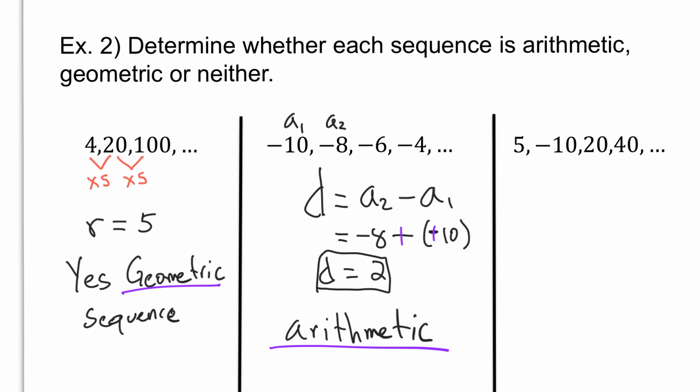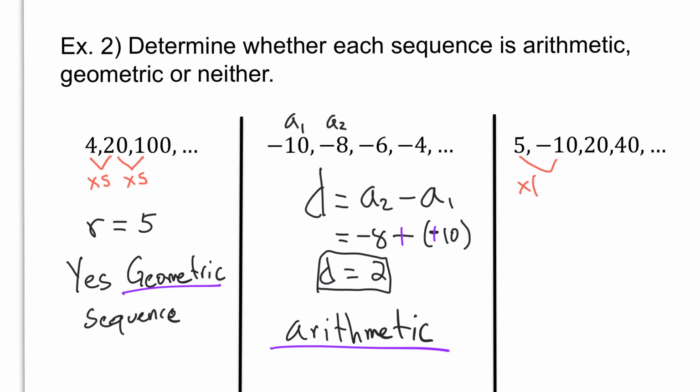Let's look at the third one. The third one, you have 5, -10, 20, 40. Oh, wait a minute. I think I'm multiplying. 5 times 2 is 10, but I need a negative, so that means I have to multiply by -2. So let's check. 5 times -2, yep, that's -10. -10 times -2, yeah, that's +20. Let's try this one. +20 times -2. That's actually -40. So we don't get 40. So it seems like you are multiplying by -2, but the last number doesn't work. So that means it's not geometric.